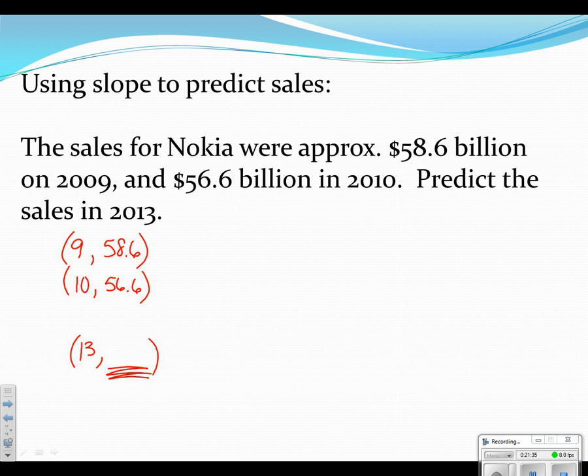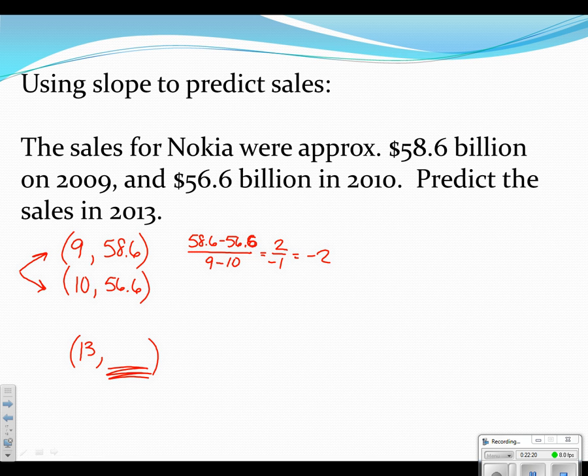So we're wondering what's going to be right here. Well, let's use our slope. If we do change of y, or rise, we'd have 58.6 minus 56.6, and then 9 minus 10. y minus y, x minus x. So we end up with 2 over negative 1, or a negative 2 slope. Then we can use one of our points to fill in so that we can come up with a linear equation. You can use either of them. You can choose the x, y that you want. I just picked the top one.